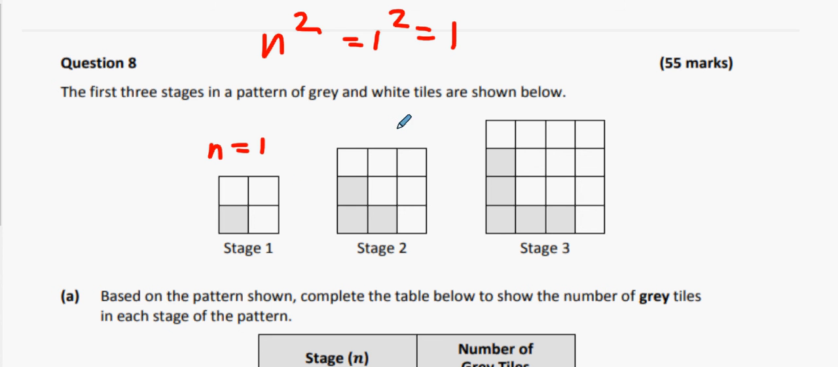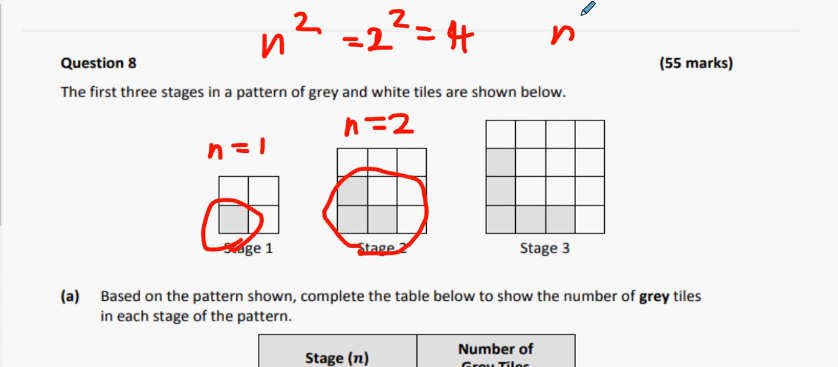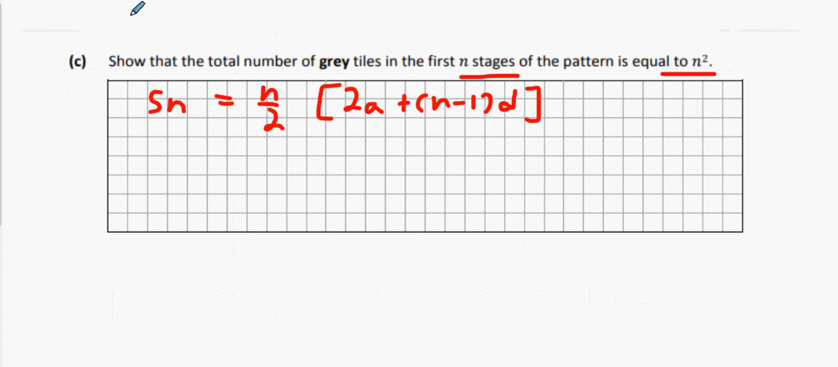What happens if I put in n equals 2? What's the answer then? 4. Are there 4 grey tiles in total in pattern 2? And what happens if we put in n equals 3? What do we get here? 9. Are there 9 grey tiles in the first 3 patterns? See the way it works? It tells you the total amount of grey tiles in all the patterns combined. So that means we're definitely using an Sn formula.